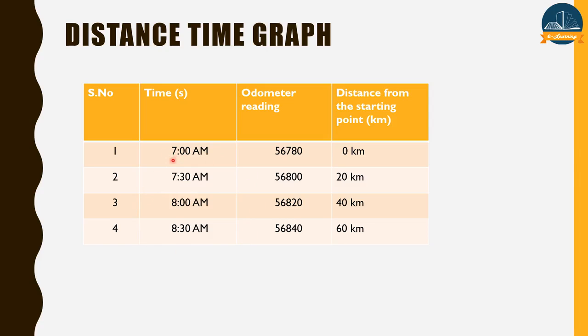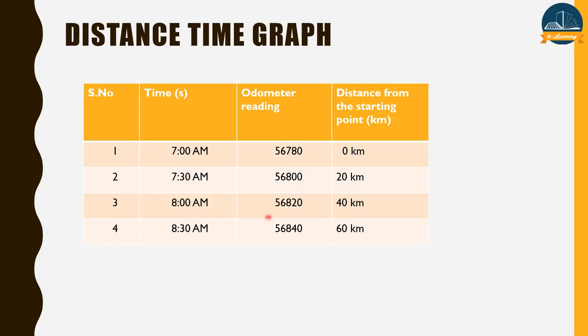56780. At 7:30 a.m., the odometer reading was 56800. Similarly, at 8 a.m. and 8:30 a.m. the readings were as shown. Now, the distance from the starting point: distance covered at 7 a.m. was 0 kilometer. At 7:30 a.m., the vehicle travelled 20 kilometer. We subtracted these two readings.